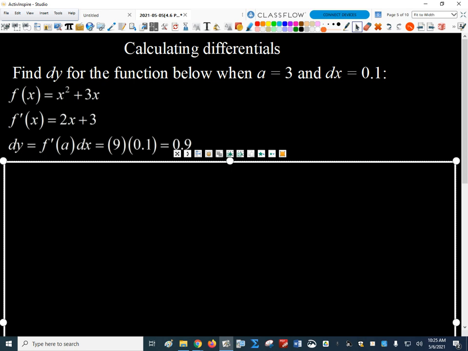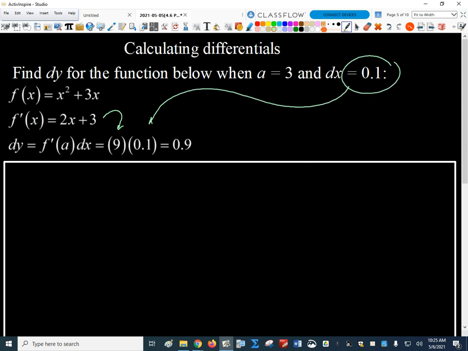What's f prime of 3? It's just 2 times 3 plus 3. Right, so that's giving us 9 times dx. How much are we tweaking the x value? 0.1. And so we get an estimate of 0.9. That's approximately how much the function is going to change when we tweak the x value, starts at 3, and we change it by 0.1. That's it. That's all a differential is, just an estimate of the change in the function.